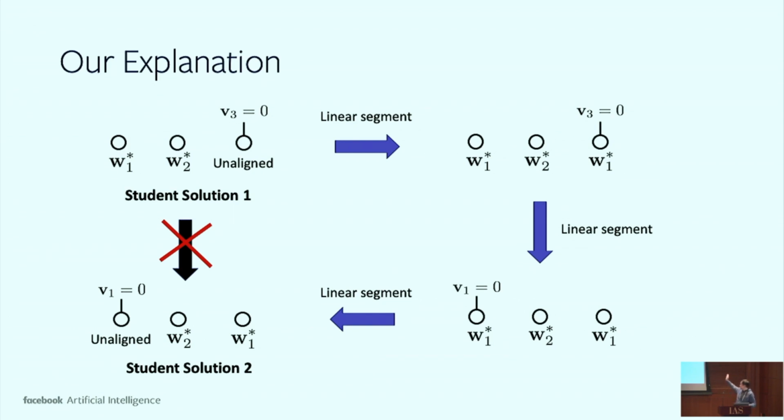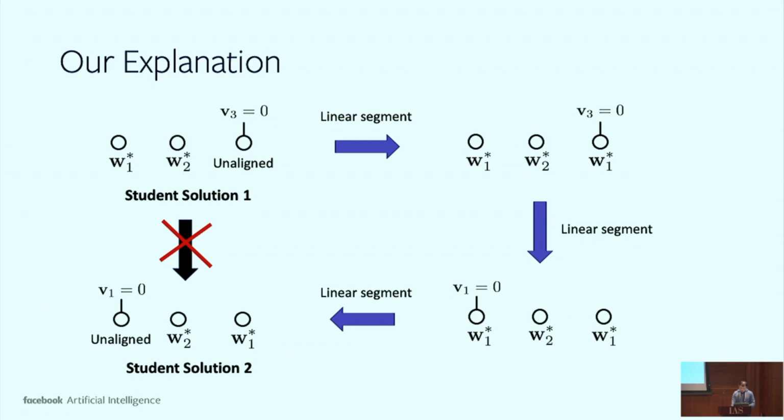Then, in the second step, both the first node and the third node have the same direction, W1 star, so you can swap their outgoing weights without changing any loss functions. And then finally, you can change W1 star to an arbitrary direction that is not aligned with any teacher without changing the loss function. So you basically have these 3 segments, and you will have a path that has a very small loss all the time.